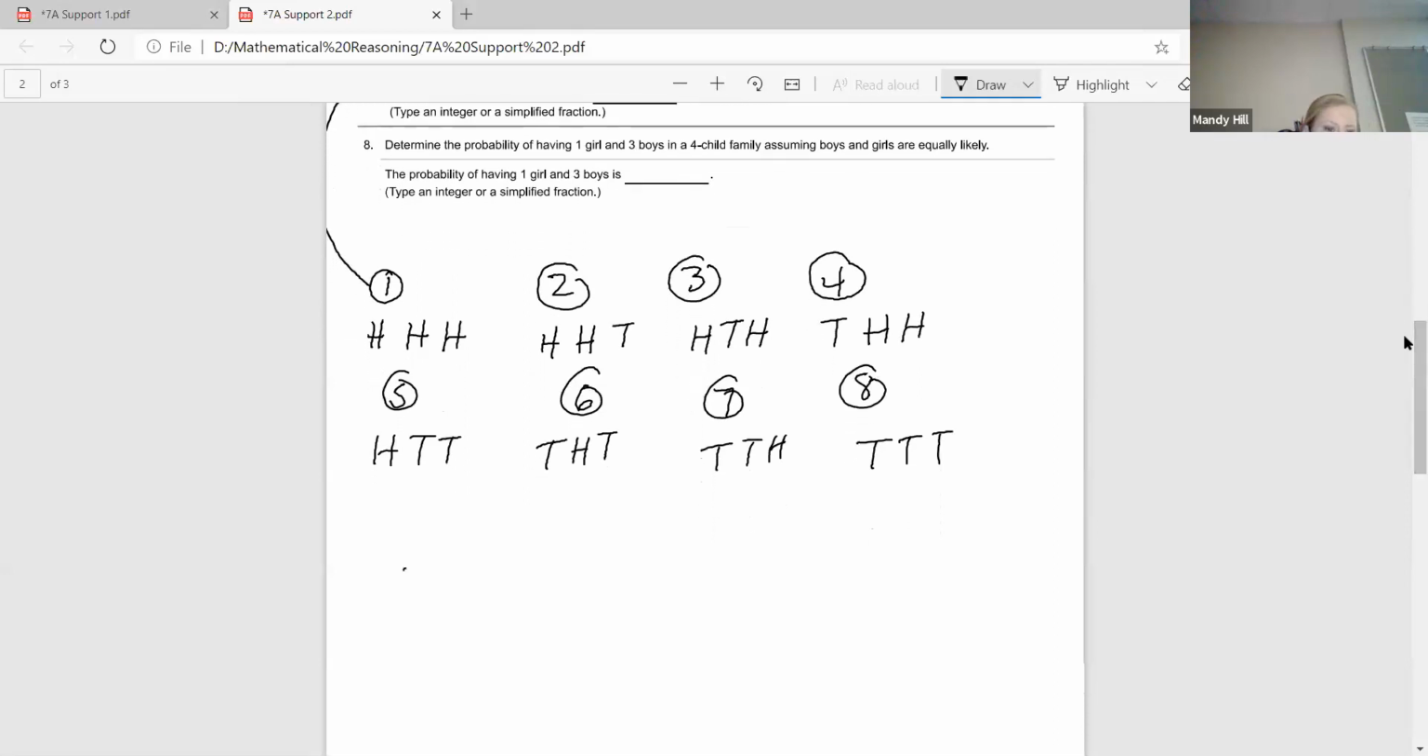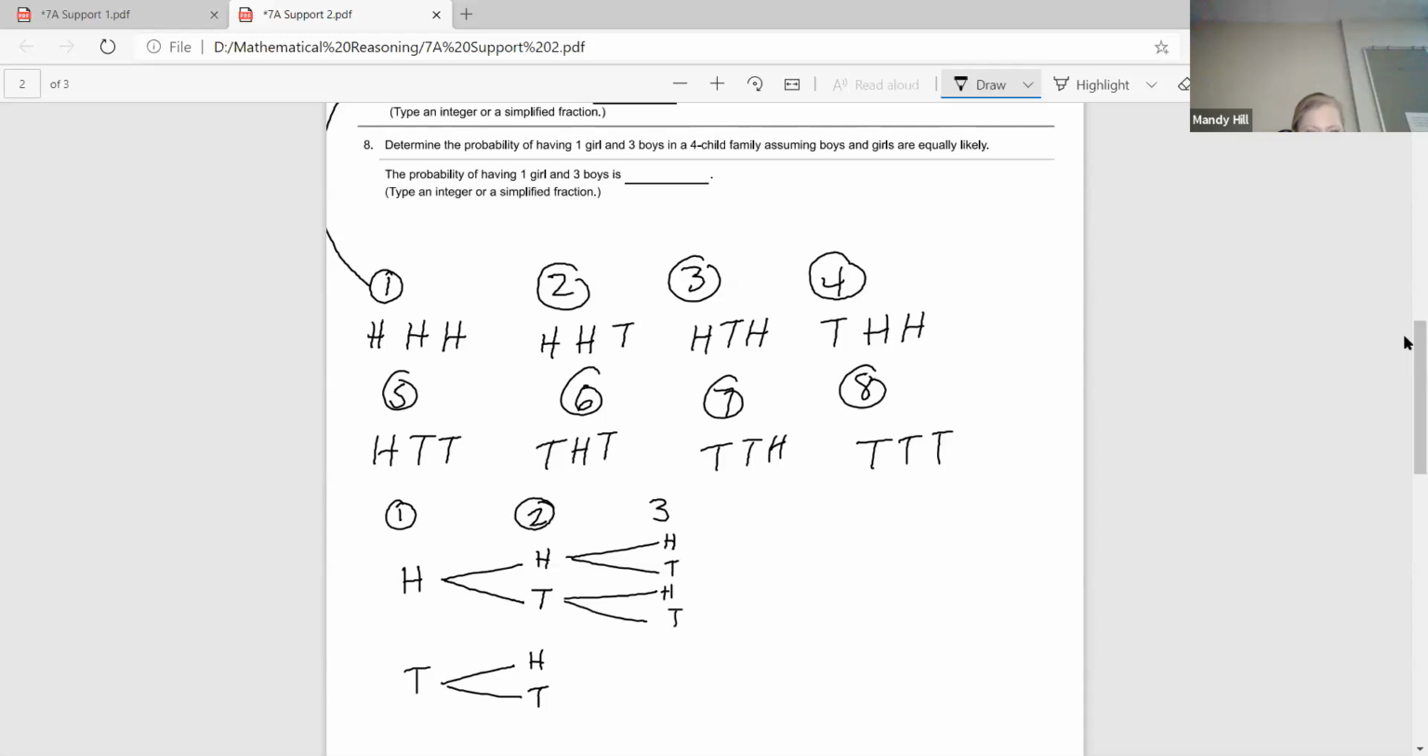So you know your first coin is either heads or it's tails. So this is the first coin, right? Our second toss, our second coin could be a heads or a tails. And then for our third coin, for each one of these, it could be heads or tails, heads or tails, heads or tails.